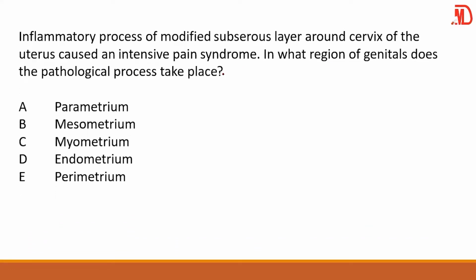Inflammatory process of modified subserous layer around the surface of the uterus causes an intense pain syndrome. What region of the genitals does the pathological process take place? So now we're looking at the subserous layer of the cervix of the uterus. So basically, we're looking at the fibrous and then the fatty connective tissue that is surrounding the uterus.